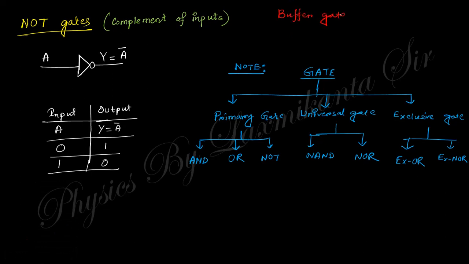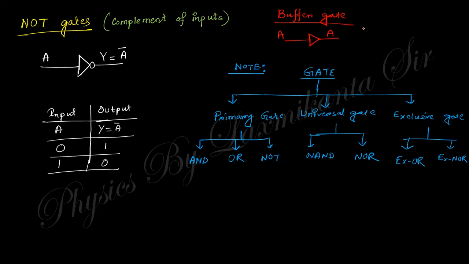For your kind information, in addition, I will show you the buffer gate. The buffer gate is not written in your syllabus, but for your information, I just write it down. This is the buffer gate. If you apply A here, the gate changes the input impedance and output impedance, but input and output will be the same. So this is known as the buffer gate. NOT gate and buffer gate are both made by transistors. We will see that in the upcoming slide.